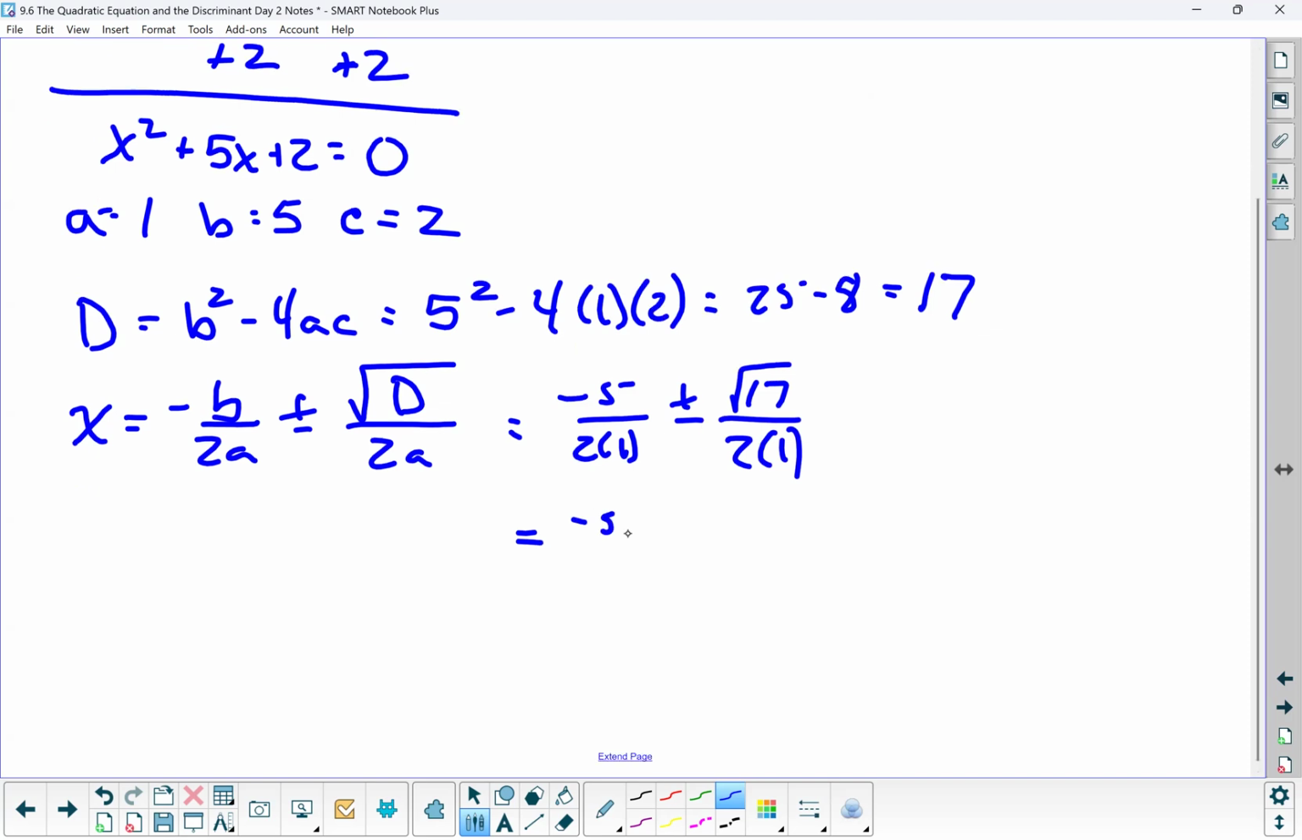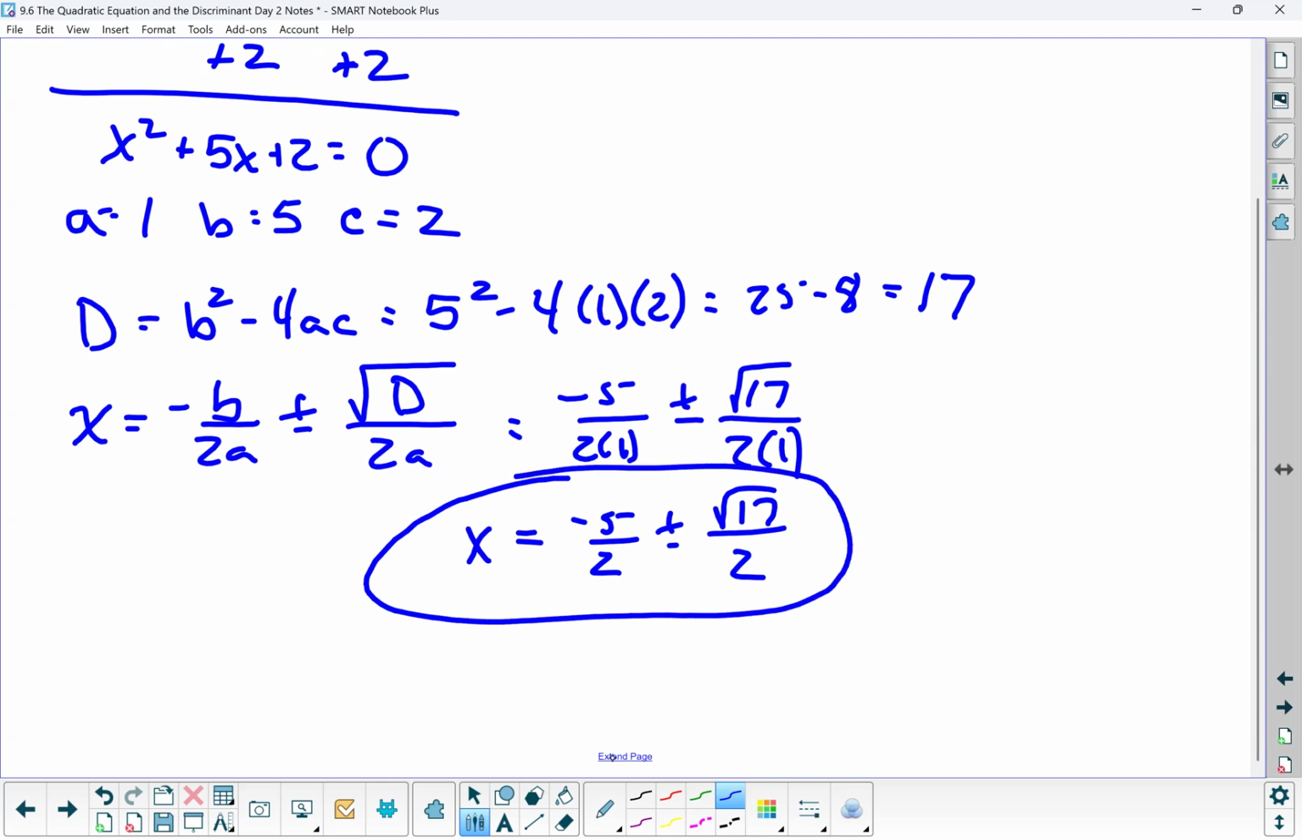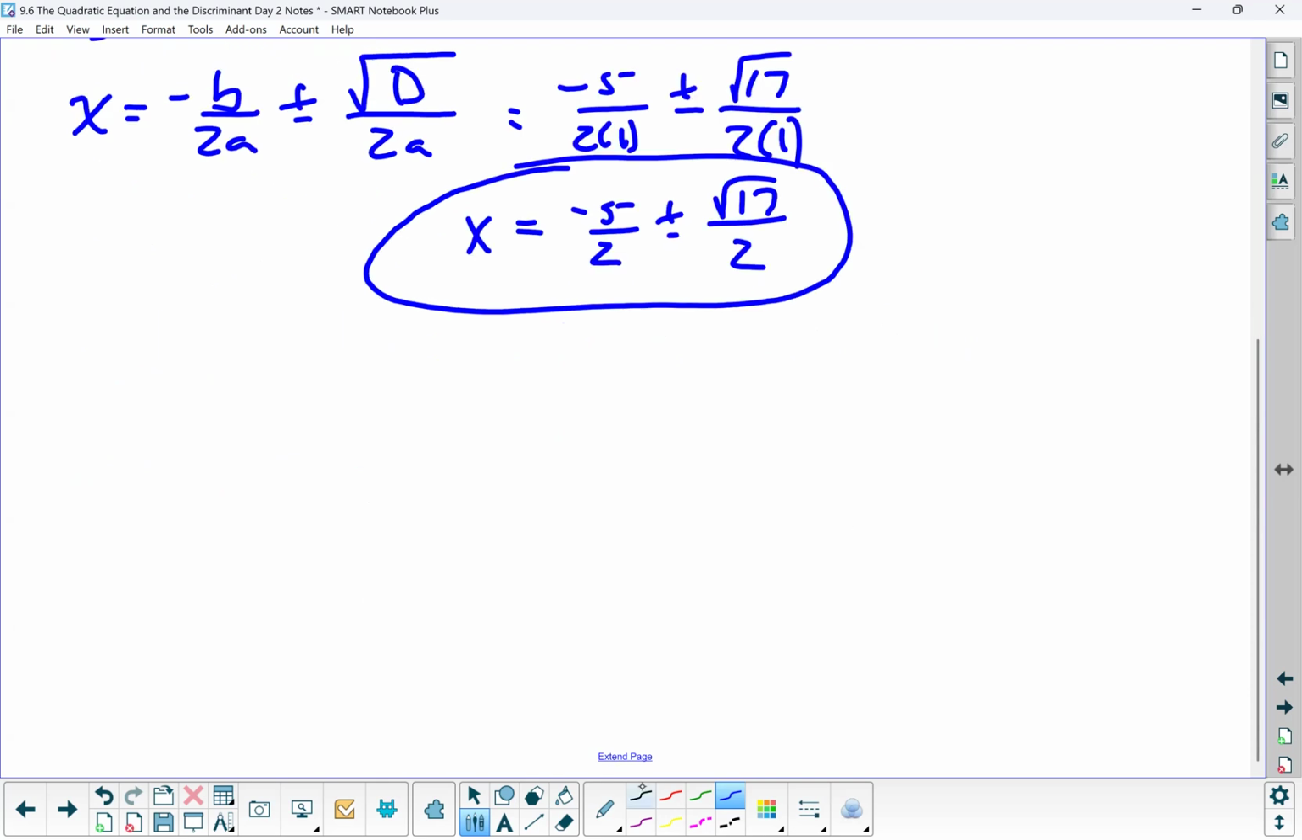So -5 over 2. 2 is our denominator in both fractions because 2 times 1 is 2. Square root 17 cannot be simplified. It stays as the square root of 17. So there are my exact solutions.